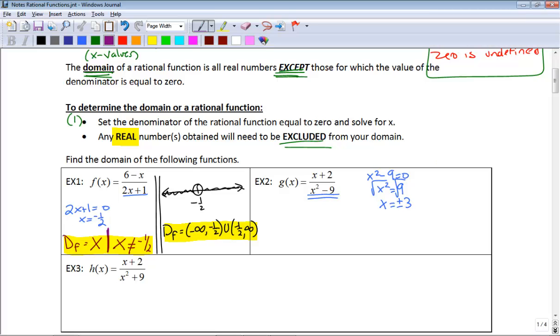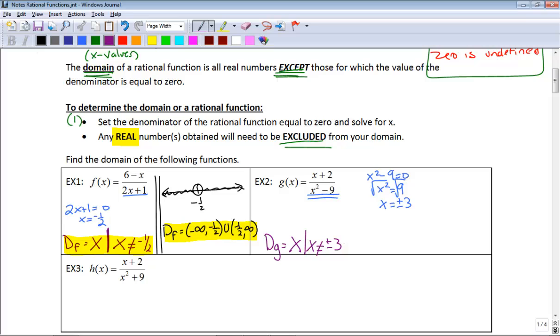So for set notation, we would say that the domain, and this happens to be g, the domain of g would equal x such that x does not equal, again, whatever numbers we just obtained. Well, the numbers we just obtained are positive and negative 3, so we would write plus or minus 3.